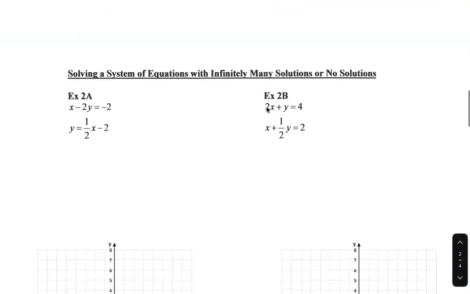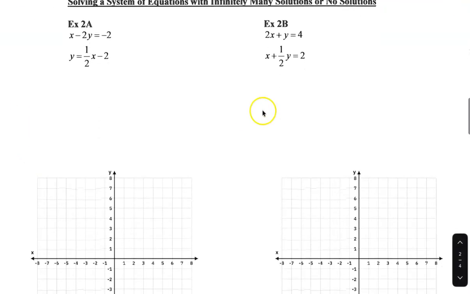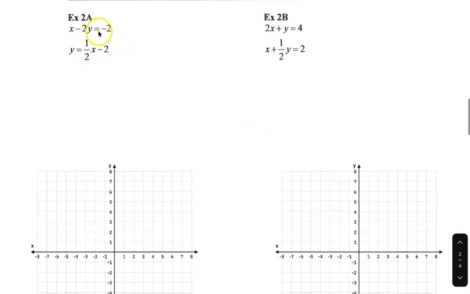Okay. Couple more, right, where I gotta put it in slope-intercept form. So let's do this one. I just do this one, then move on. So let's try to get the y by itself. So I'm gonna minus x from both sides. We get negative 2y equals negative x minus 2.